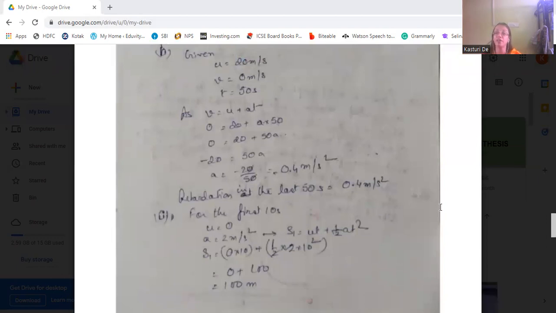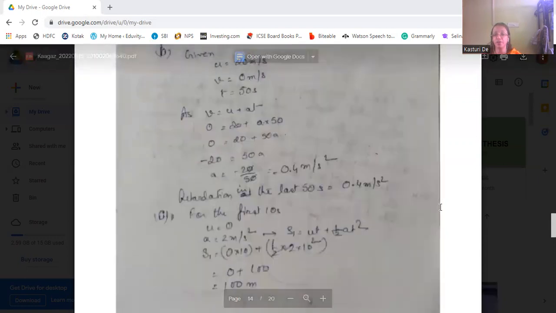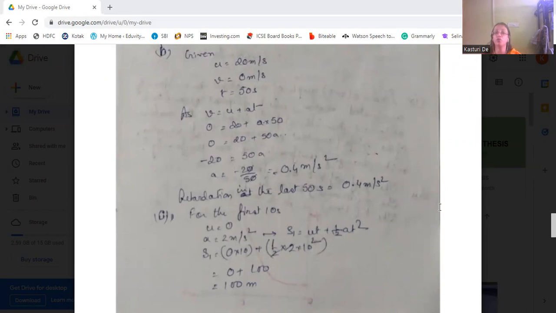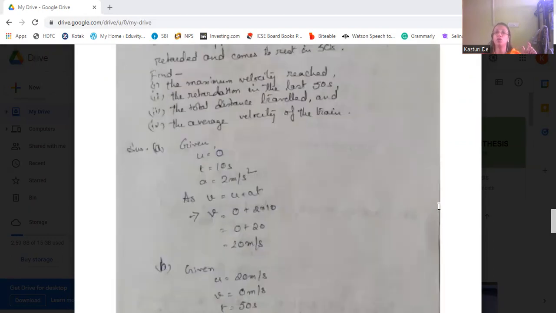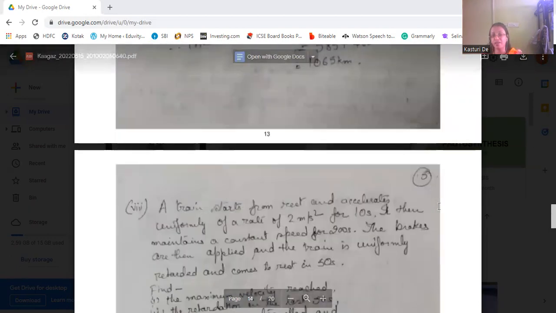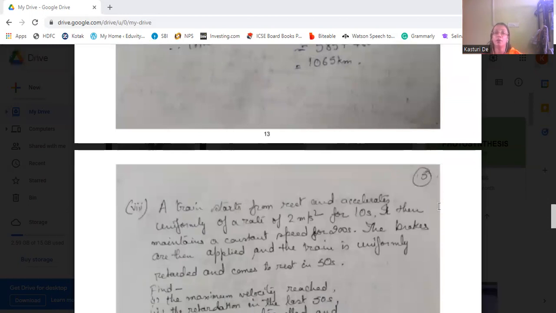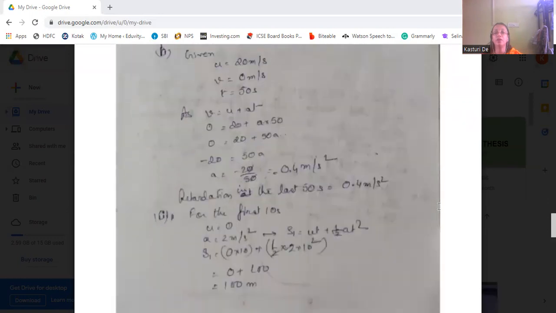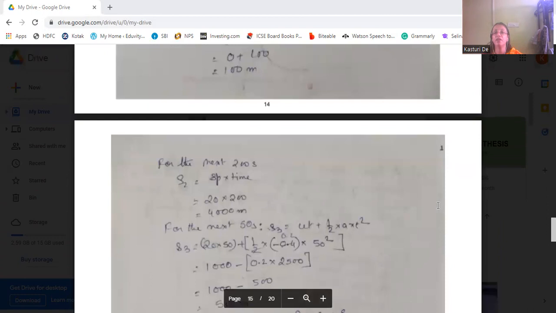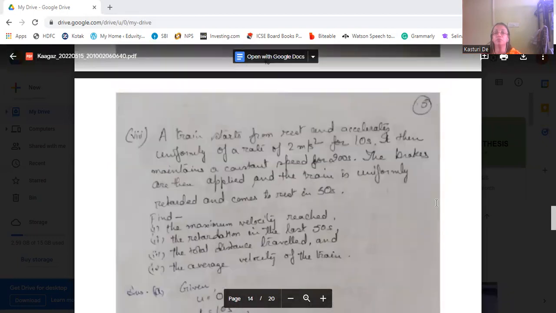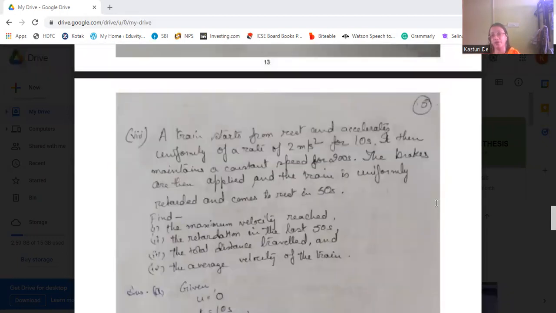Now, what is the total distance traveled? So u we know is 0 and acceleration is 2 meters per second square. So s is equal to ut plus half at square. So we need the first 10 seconds, then 200 seconds, and then, just a minute, it will be like this: first 10 seconds, then for the next 200 seconds, and then for the next 50 seconds. Okay. The question is, what is the total distance traveled?